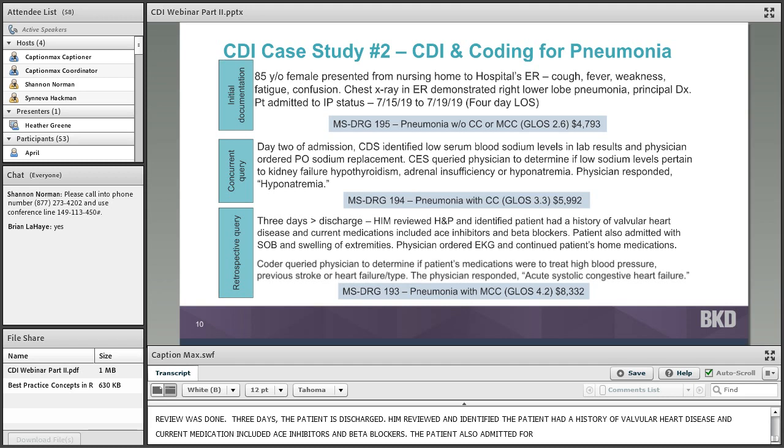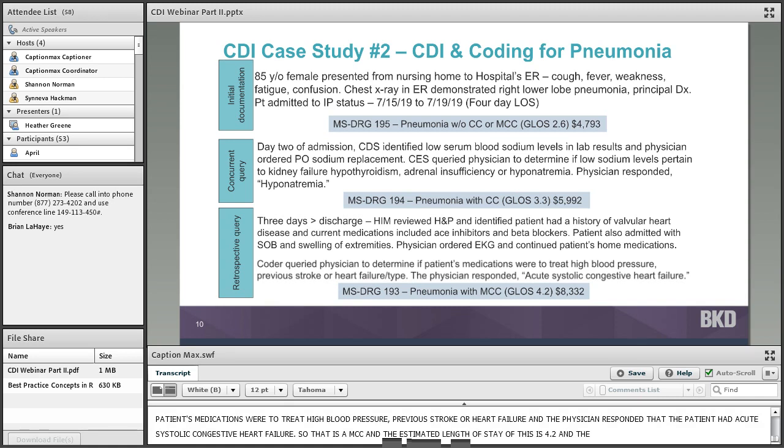HIM reviewed the H&P and identified that the patient had a history of valvular heart disease and current medications included ACE inhibitors and beta blockers. The patient also was admitted for shortness of breath and swelling of extremities. The physician ordered an EKG and continued the patient's home medications. So the coder retrospectively queried the physician to determine if the patient's medications were to treat high blood pressure, previous stroke, or heart failure type, and the physician responded that the patient had acute systolic congestive heart failure.